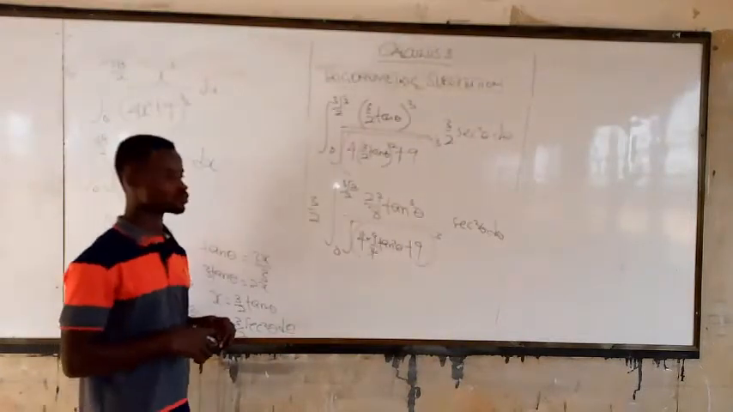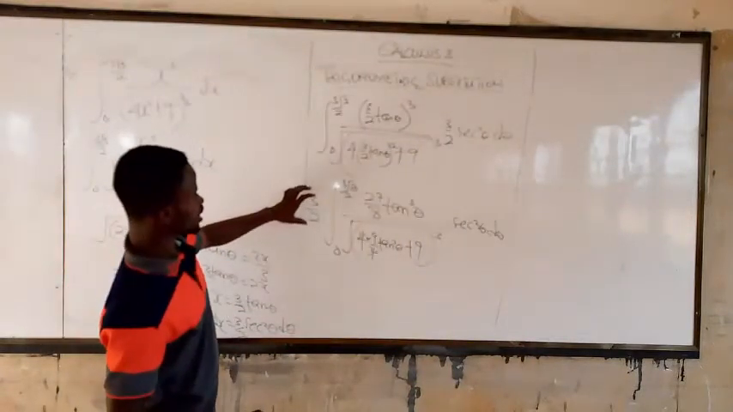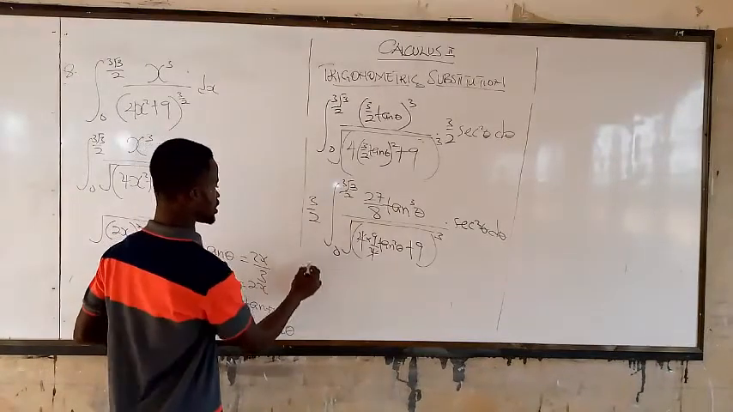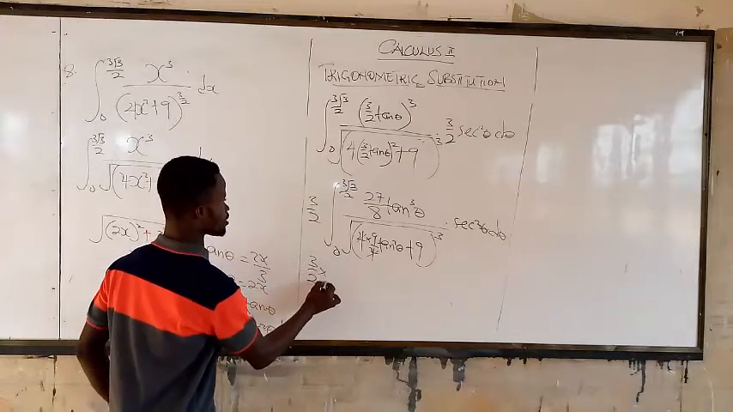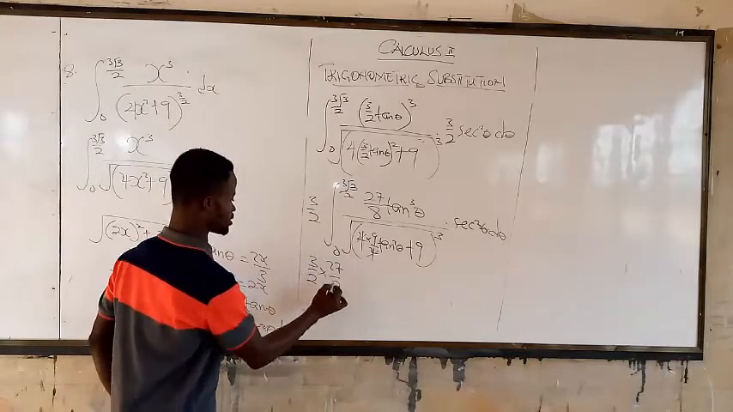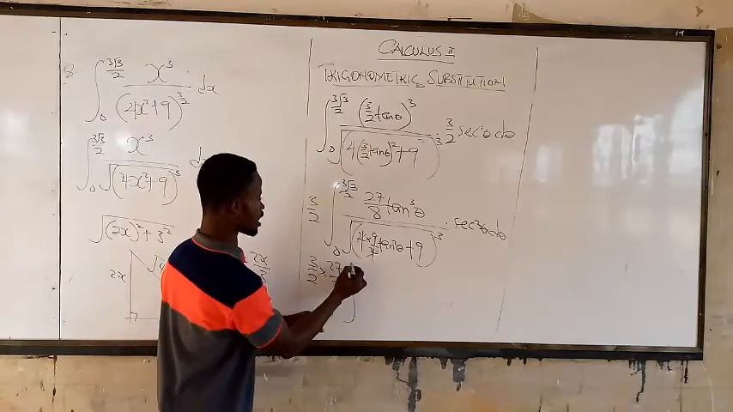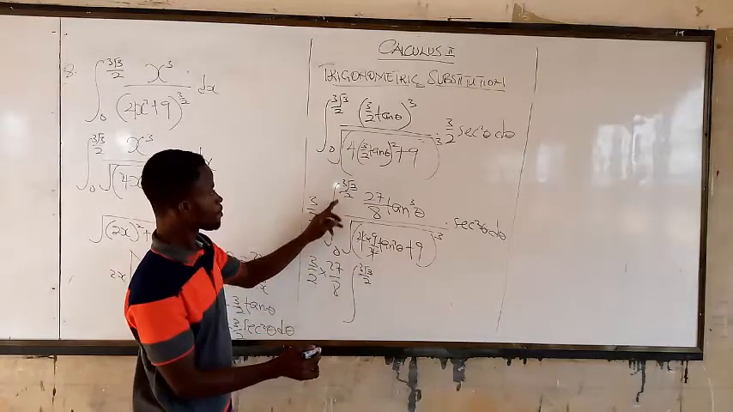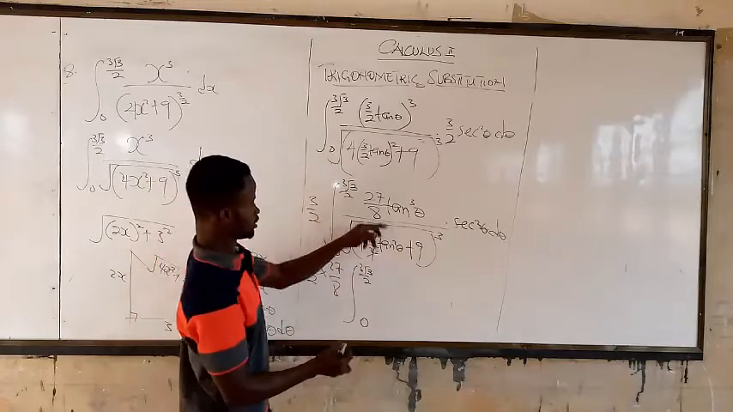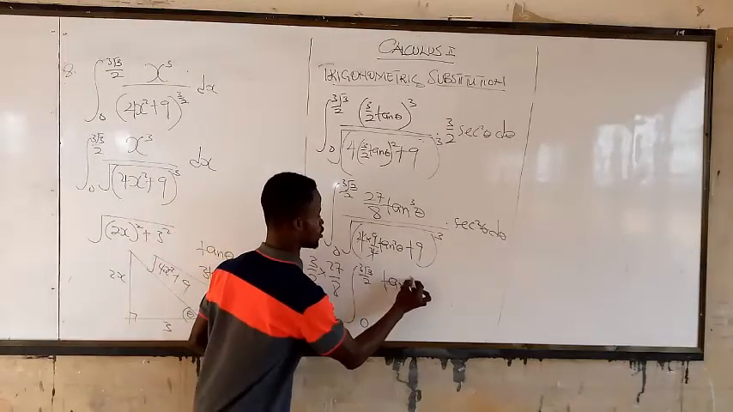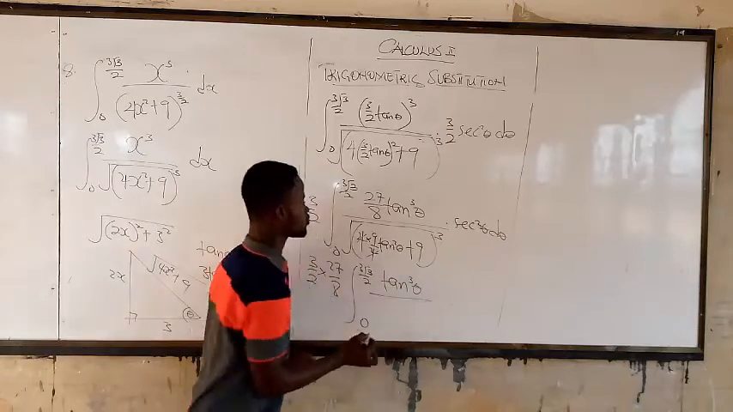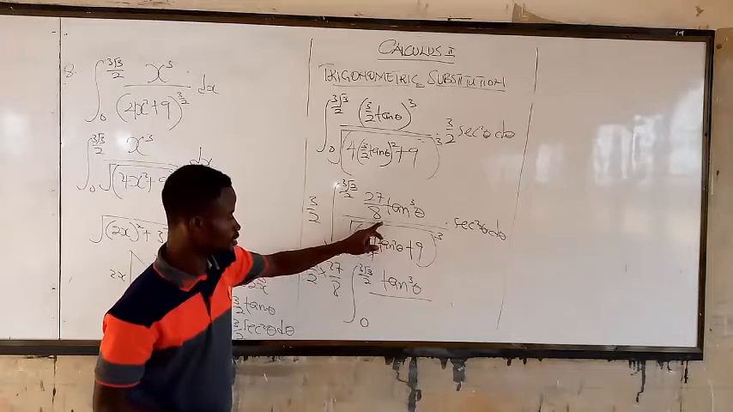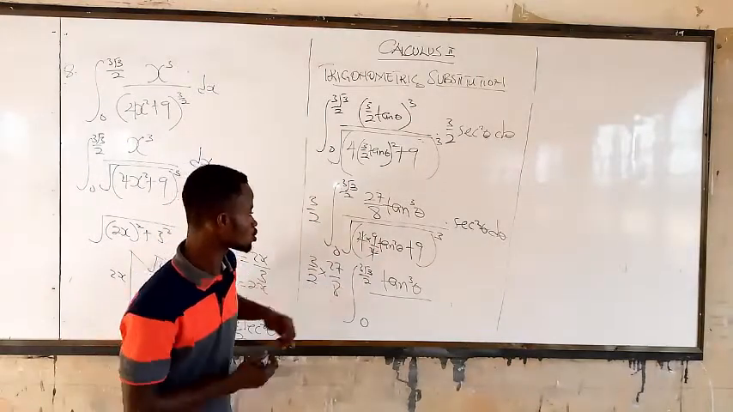Very good. So look at what we have here. This constant will multiply this constant. Okay? So here we have 3 over 2 times 27 over 8. Then the integral of 3 square root of 3 over 2. Then we have tan raised to the power 3 theta over, please, this is just the upper bound.